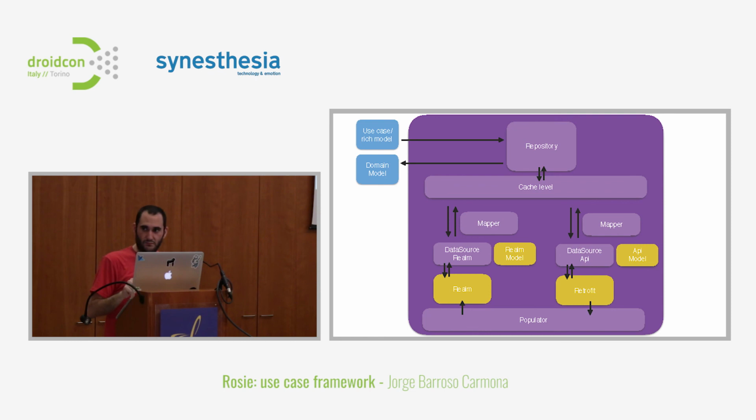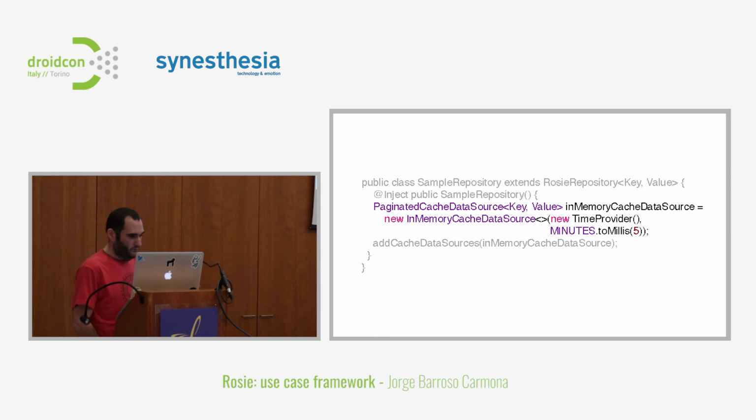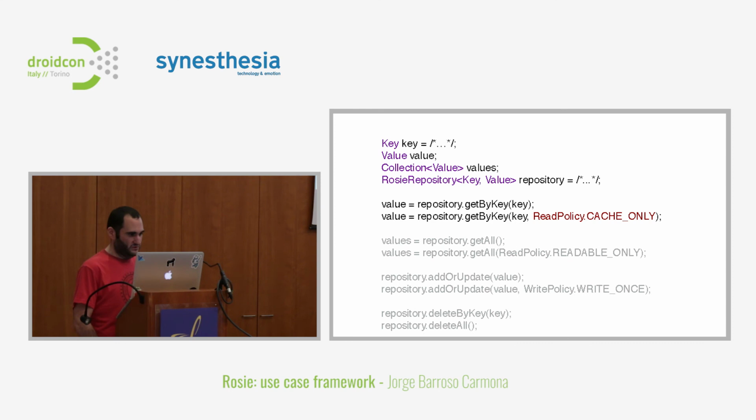Okay, one or two minutes, I'm going to go faster. You have repositories, and you can add repositories, for example, from Realm or from cache, and we have methods on the repositories: get information, get all, update information. It does all this for you, and the populator and cache levels, all this code that we write over and over, is done for you.